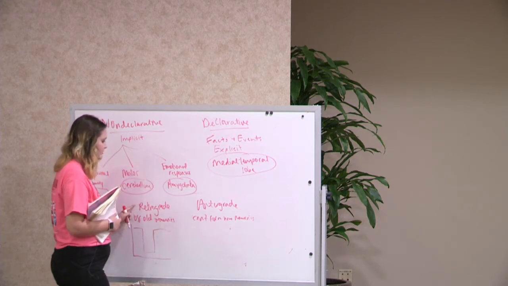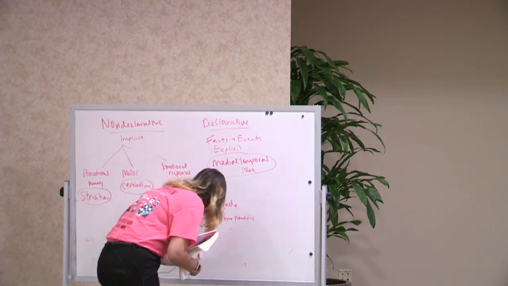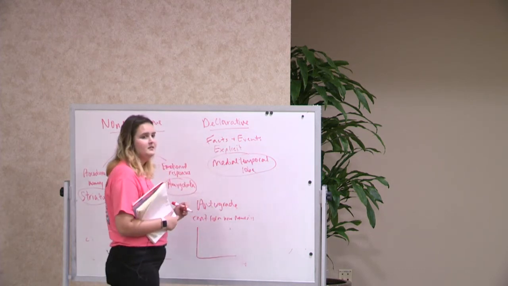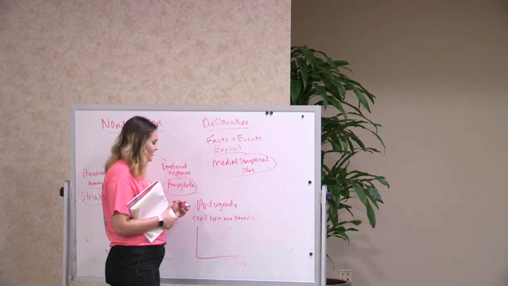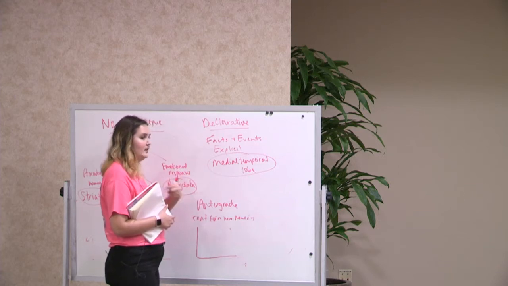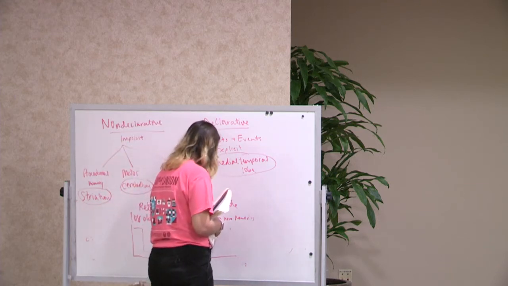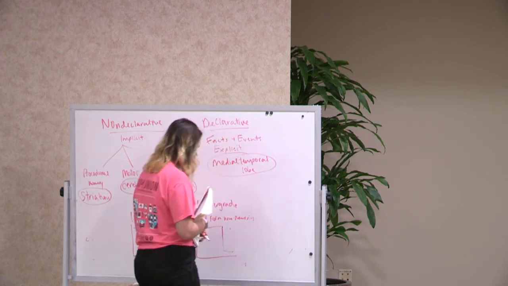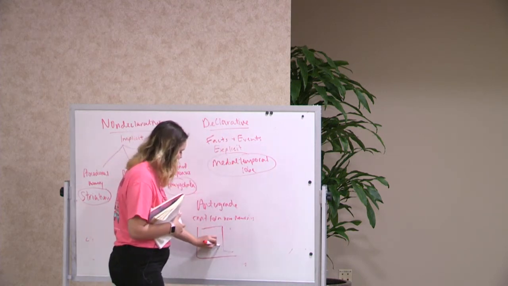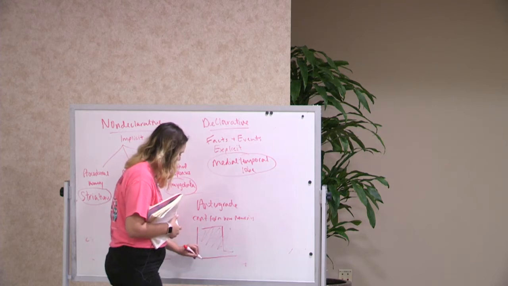That's retrograde amnesia. Anterograde amnesia would be like the movie 50 First Dates, where she can't form any new memories. So hers would look like this, and then it would just scoop down, and she can't form. This is memories, by the way. And then this is time.